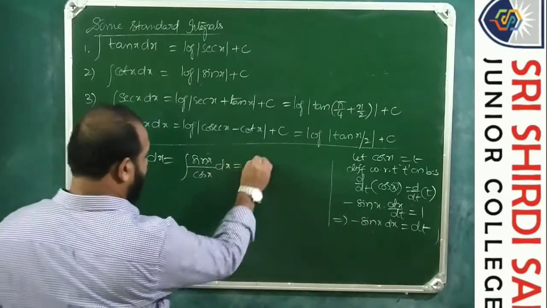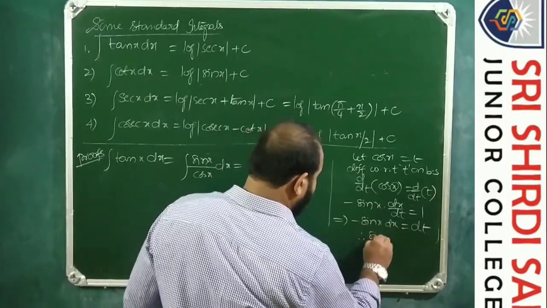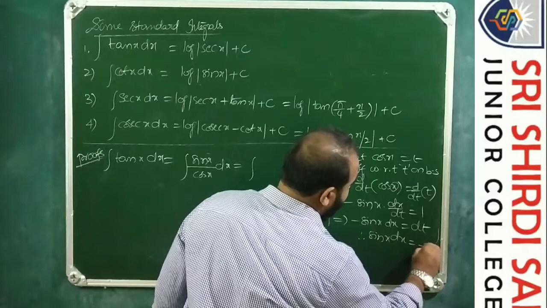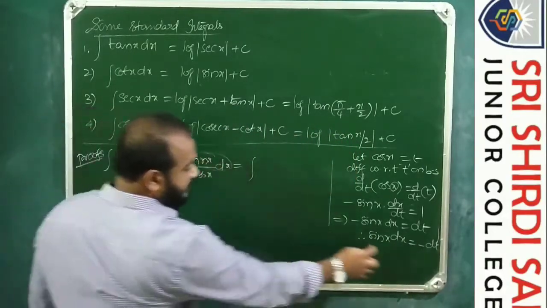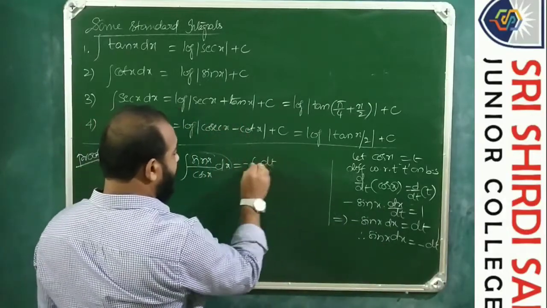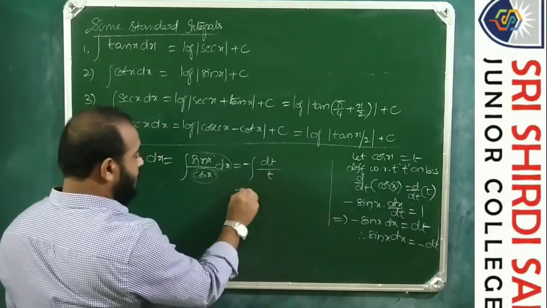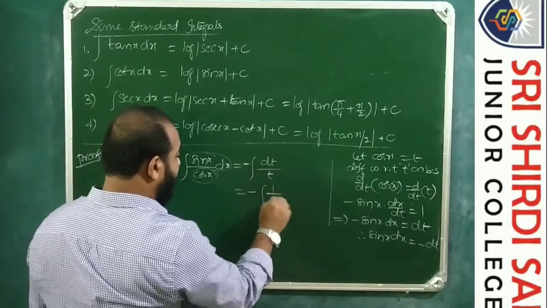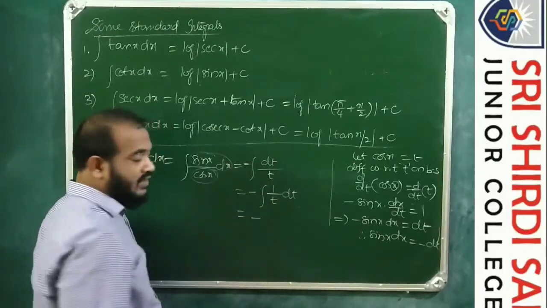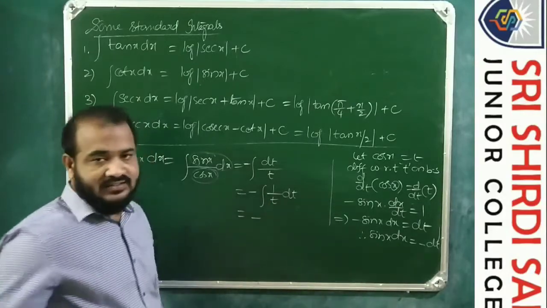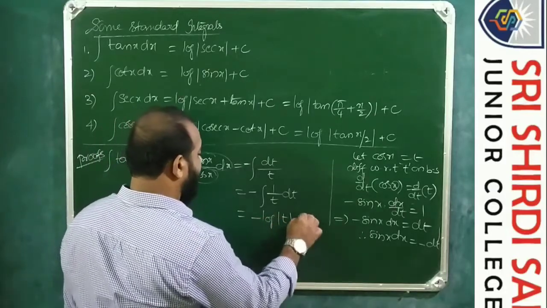Now this is equals to minus sin x dx equals to dt. Therefore what is sin x dx is equals to, this is minus dt. So in the place of sin x dx we will write minus dt by what is cos x? Cos x is t. So this is of the form integral 1 by t dt, minus integral 1 by t dt. So it is of the form integral 1 by x dx. We know log mod x. This is log modulus of t plus constant of integration c.